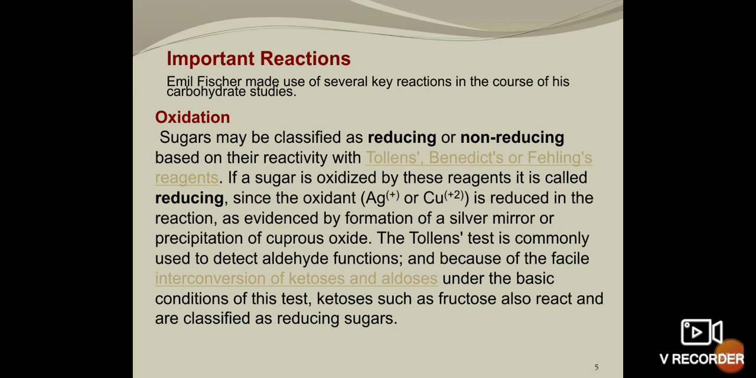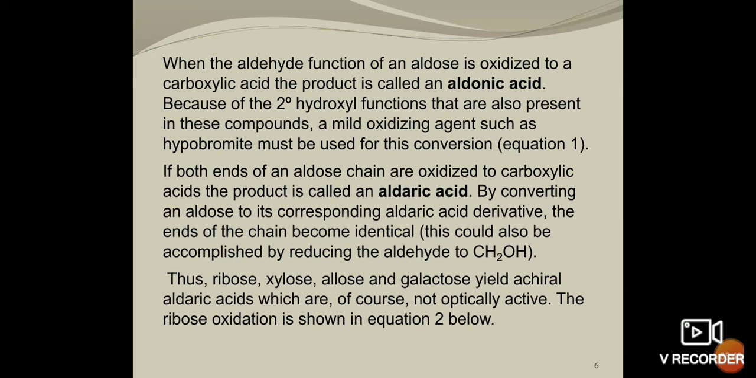The Tollens test is commonly used to detect aldehyde functions. And because of the facile interconversion of ketoses and aldoses under the basic conditions of this test, ketoses such as fructose also react and are classified as reducing sugars. When the aldehyde function of an aldose is oxidized to a carboxylic acid, the product is called an aldonic acid. So here aldonic acid is the result of oxidation of only the aldehyde function CHO.